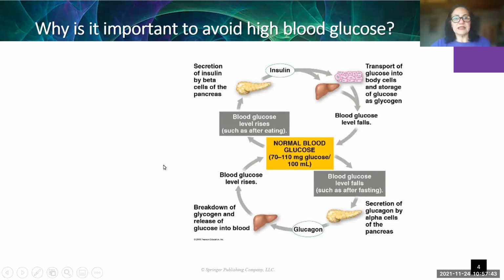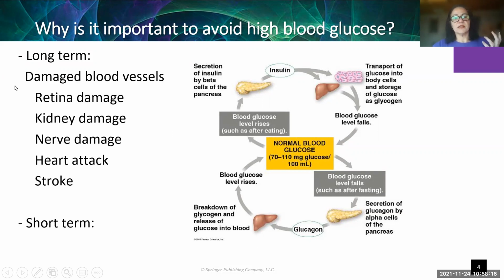What that is about is that if the blood glucose is too high, it's going to be very damaging to the blood vessels. There are long-term consequences and there are some short-term consequences. When I say long-term consequences, this refers to some of the chronic complications that arise as a result of extremely high blood glucose levels. And short-term consequences occur acutely. All right, so long-term consequences, it all boils down to the damaged blood vessels.